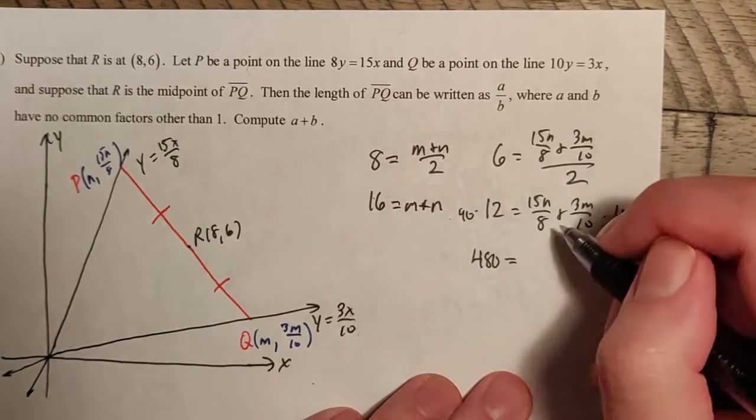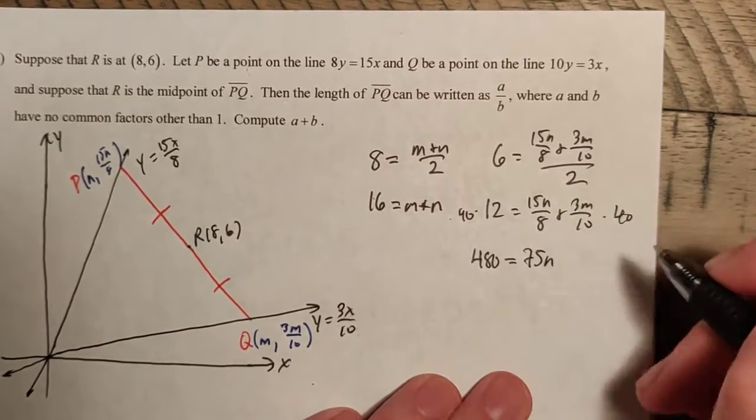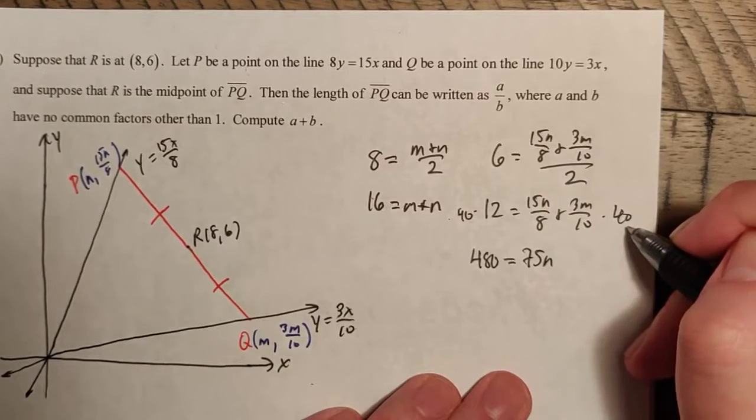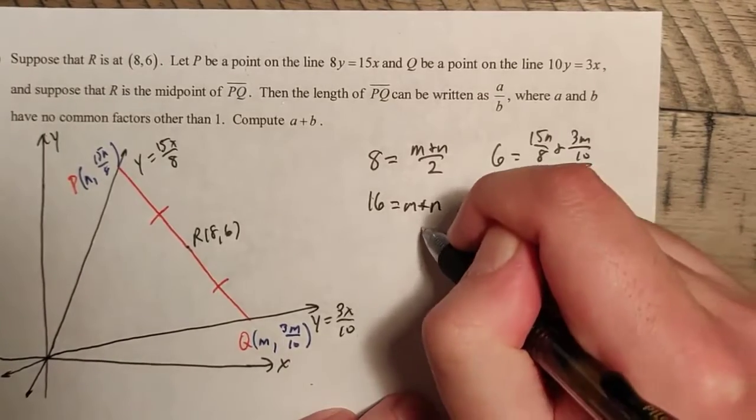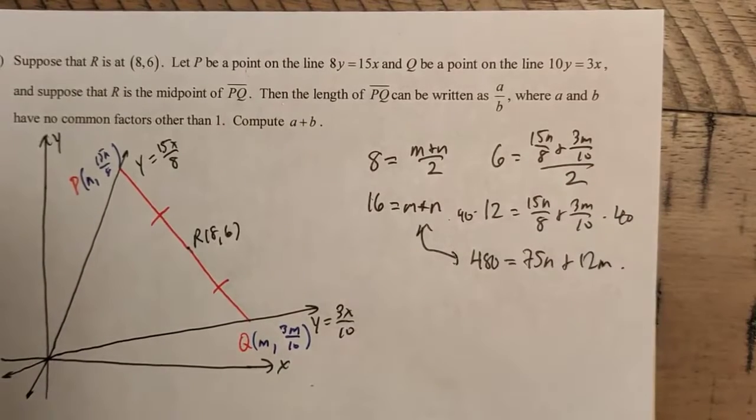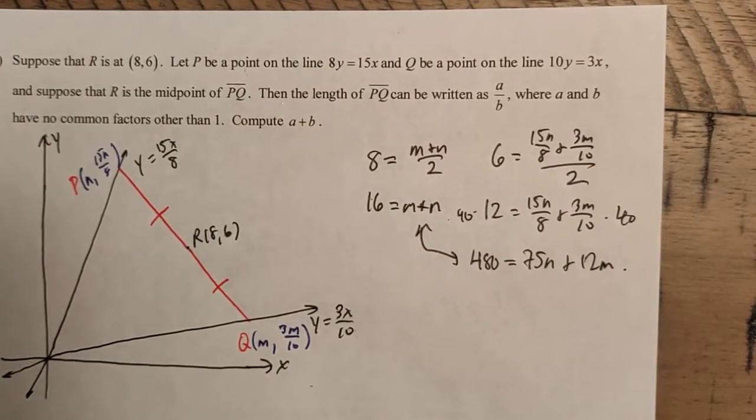40 divided by 8 is 5, so you have 5 times 15 is 75n. And then we have 10 goes into 40 four times, so 4 times 3 is 12, so you have plus 12m here. So I've got two equations here, this and this. Now, you should recognize this from Algebra 1. This is the idea of writing a system of equations and solving a system of equations.